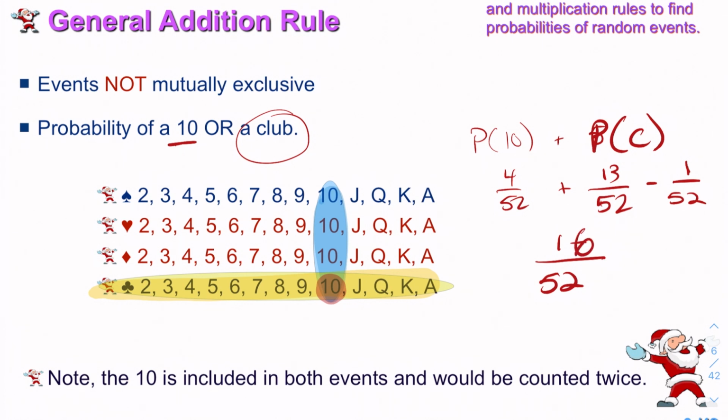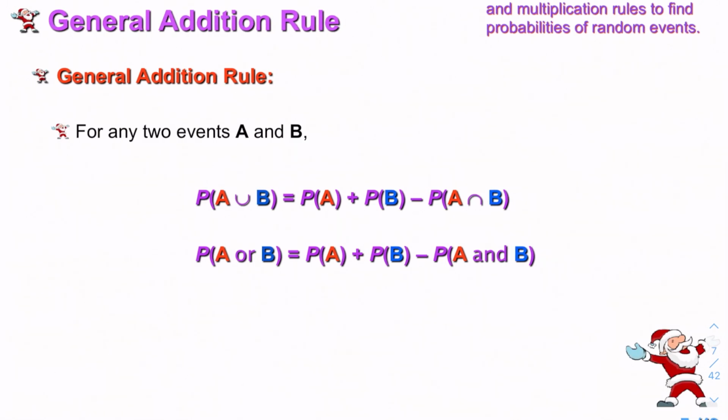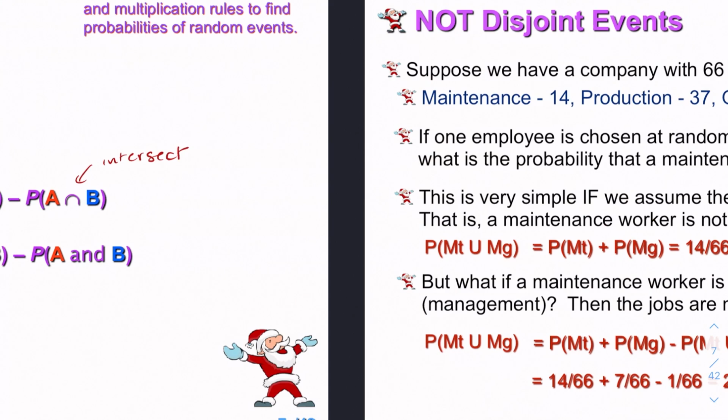With decks of cards, it's easy to tell you that the 10 is included in both events and we would be double counting it. So we don't want to do that. We're just counting here. So this is the general addition rule, and it's on your formula sheet from the AP Stats equations that we've seen. If we are finding the probability of A or B happening, it's the probability of A plus the probability of B minus the overlap, so minus the probability of A intersect B, or A and B.